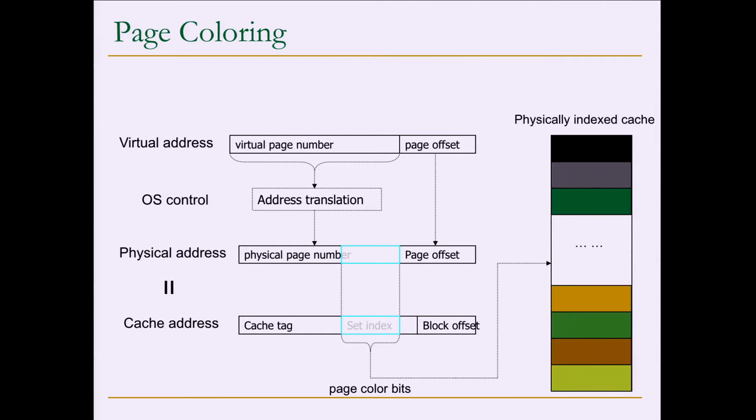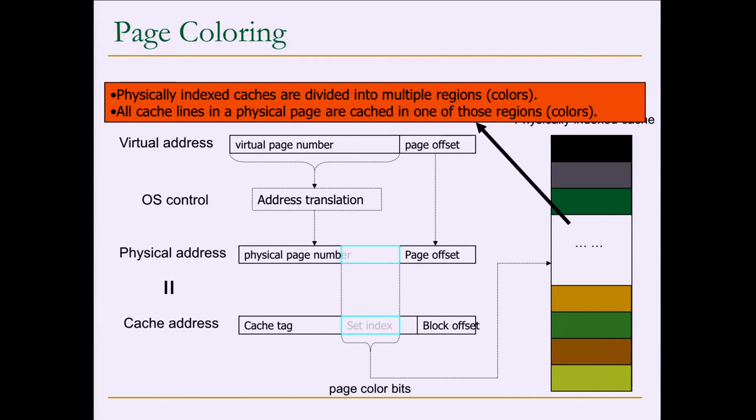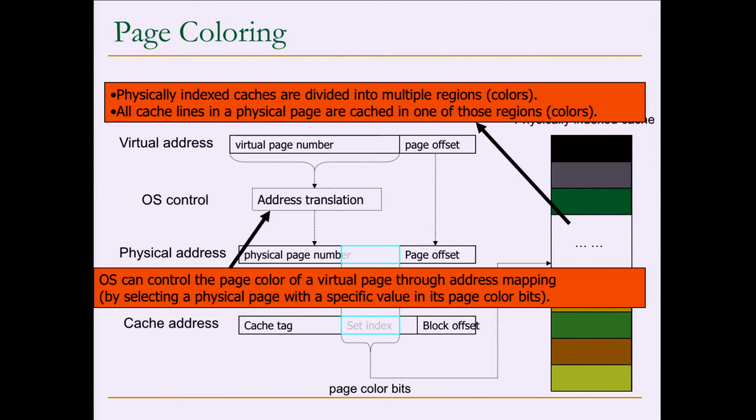So if you do a physically indexed cache, basically you have these page color bits determining your indices. So this is called the color, basically. How many bits you have determine how many colors you have over here. Okay, so basically physically indexed caches are divided into multiple colors. All cache lines in a physical page are cached in one of those regions, one of those colors. And the OS can control the color of a virtual page through address mapping by selecting a page with a specific value in its color bits. So these are the color bits.